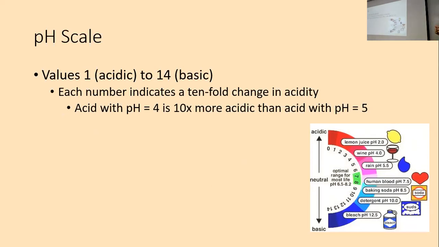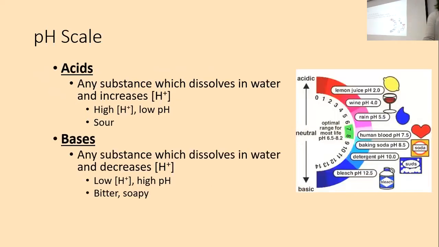And each number indicates a 10-fold change in acidity. Right? So an acid with a pH of 4 is 10 times more acidic than an acid with a pH of 5, and 100 times more acidic than something with a pH of 6. Okay, so we've got this scale from the most basic to the most acidic of common things that we see around. Lower numbers are more acidic, larger numbers are more basic.